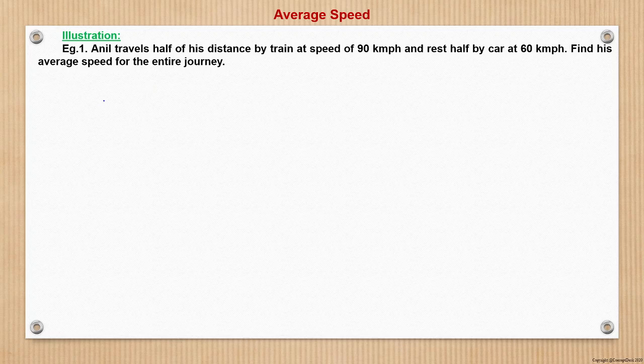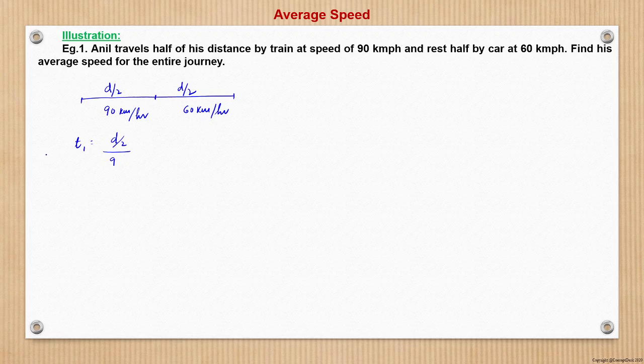So now see, Anil travels half of his distance. So let the total distance be d, with d by 2, d by 2: half of the distance by train at 90 km per hour and the rest half by car at 60 km per hour, right? So what is the average speed? Time taken in the first part of the journey will be d by 2 upon 90.